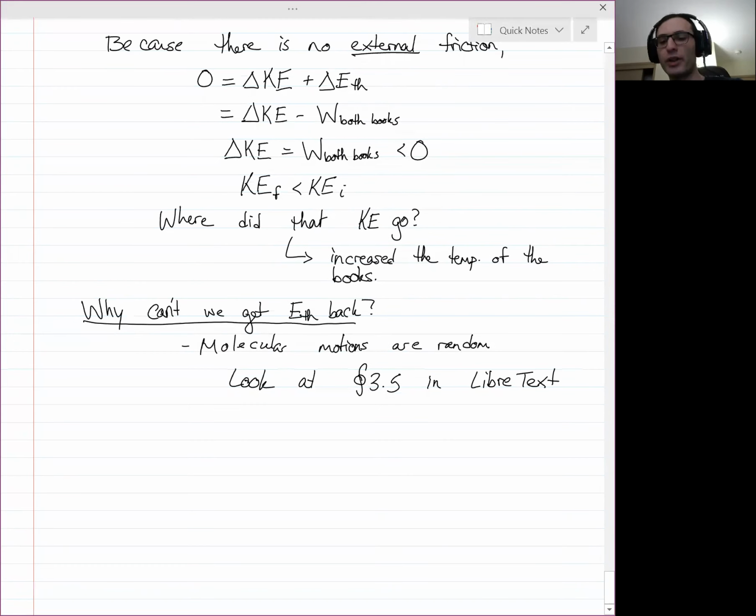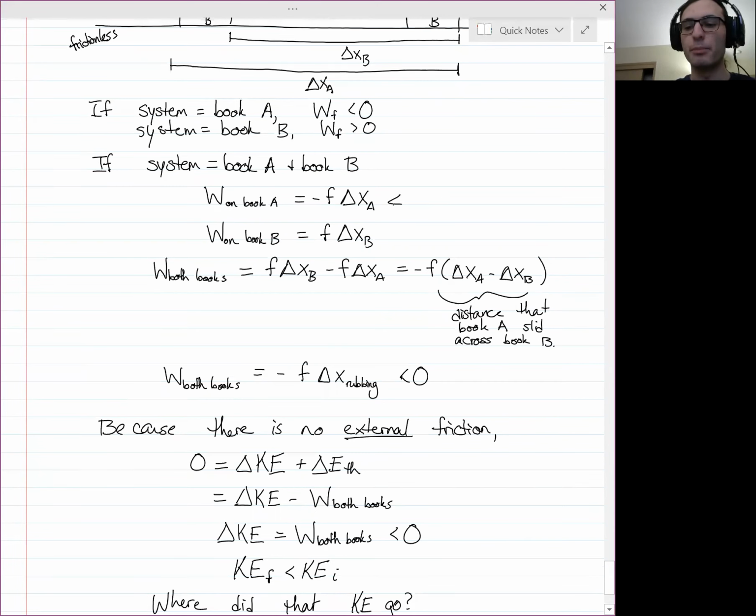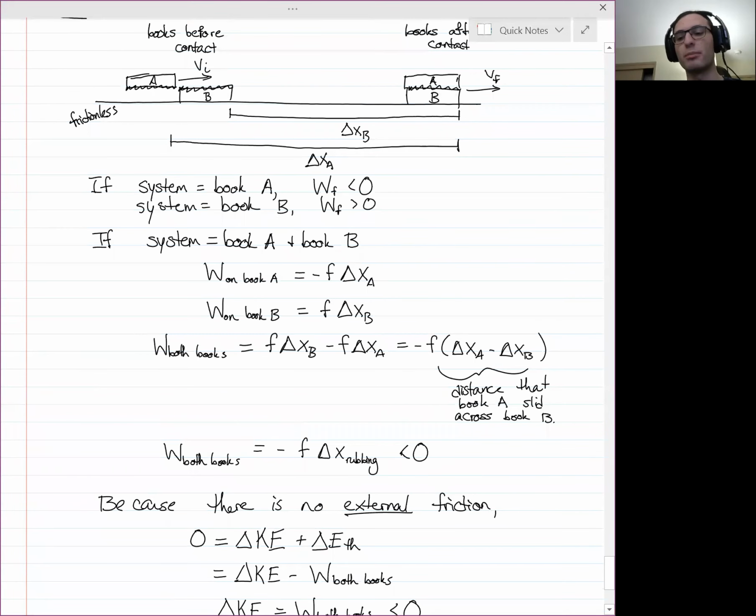Right, so yes, I can explain why it's negative. Hopefully you agree that the work done on book A is negative, and the work done on book B is positive. One way to see that is the work done on book A relates to the change in kinetic energy. And we can actually calculate this explicitly. It is equal to the integral from XA initial to XA final, and the force is in the negative x direction. That's the frictional force. So we have negative F i-hat dot dx i-hat, and we can just do this integral and we get negative F delta XA.